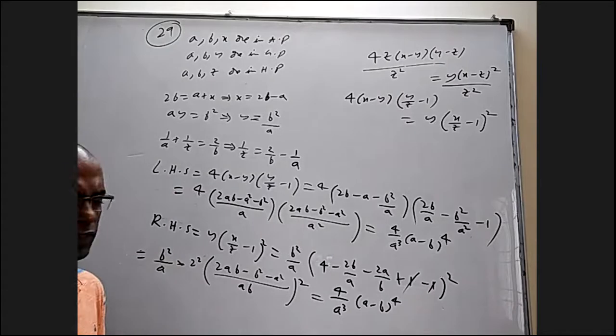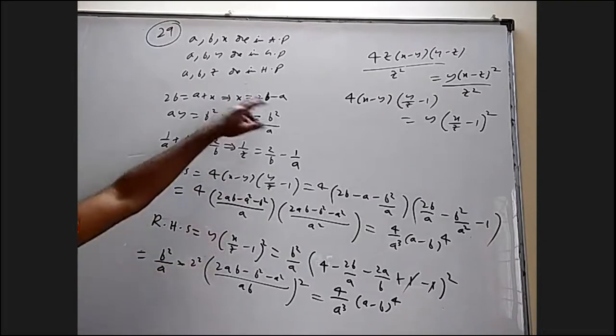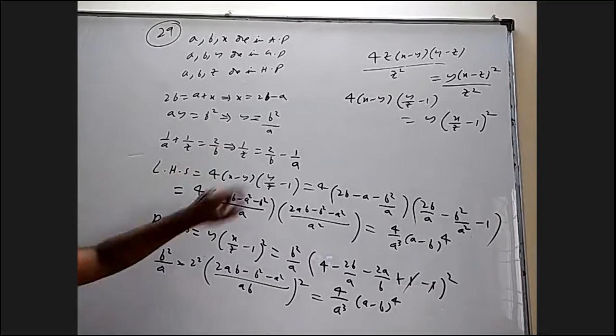But it's just a matter of simplification. I am not so happy. We got the answer, nothing wrong. LHS and RHS are equal. I just took 1 by z so that 1 by z is easy to know. Otherwise, we also know z.